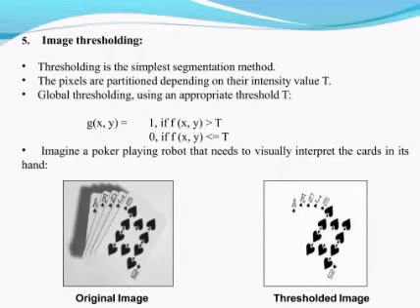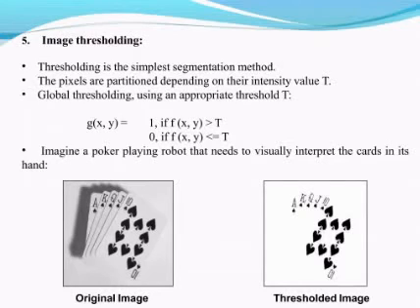Image thresholding. Thresholding is the simplest segmentation method. The pixels are partitioned depending on their intensity value T. Global thresholding uses an appropriate threshold T. g(x,y) is equal to 1 if f(x,y) is greater than T, and it is 0 if f(x,y) is less than or equal to T.